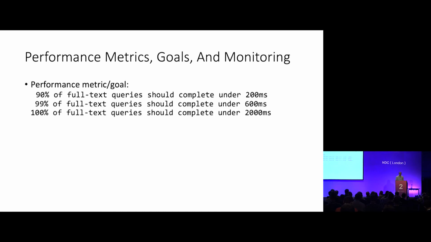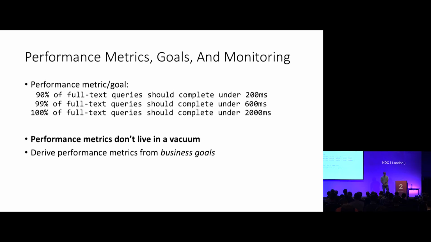So here's an example, for a full-text query engine, we could say 90% of the queries should complete under 200 milliseconds, 99% under 600 milliseconds, and all the queries should complete under 2 seconds, and anything higher than 2 seconds, that's a timeout, it's an error, and I don't want to see that ever. So this is already better, and hopefully the numbers that this distribution is describing are not just made up in a vacuum, but they're based on actual users and business cases.